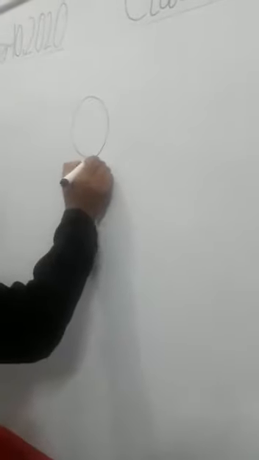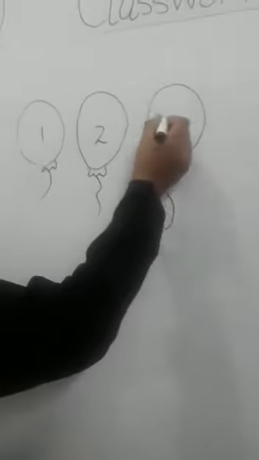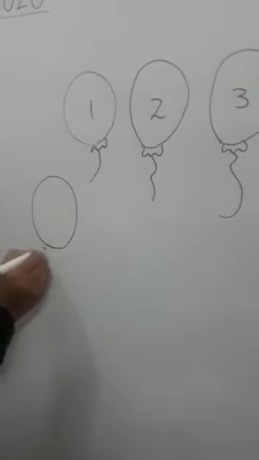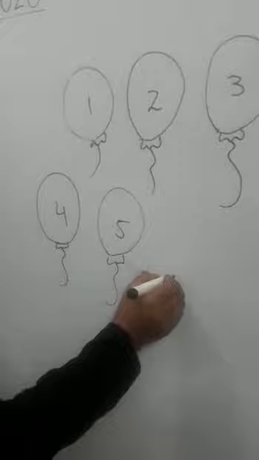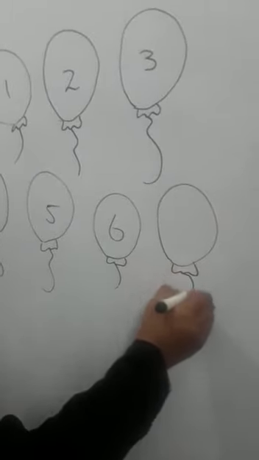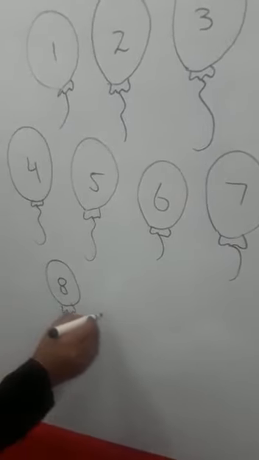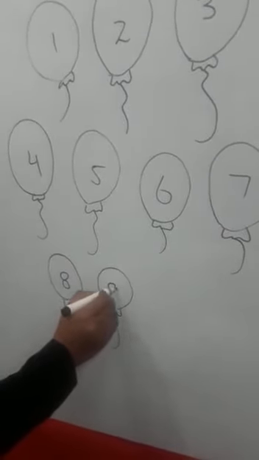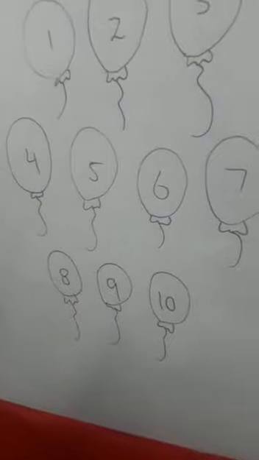How do we draw balloons on the board? 1, 2, 3, 4, 5, 6, and 7. How many balloons? 10.